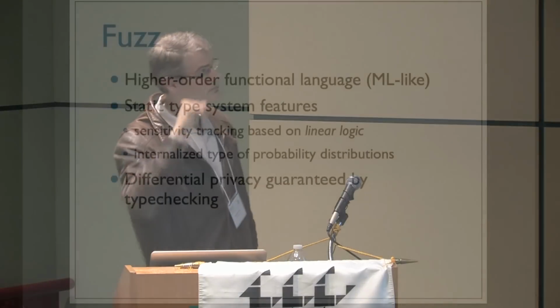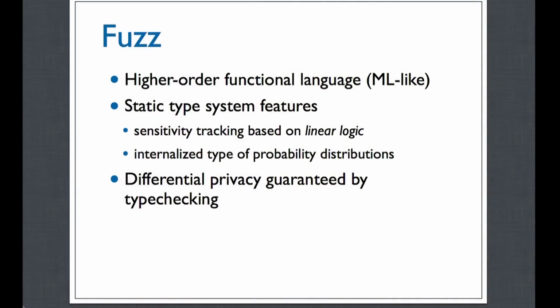At a high level, Fuzz is a higher order functional language. Airavat and Pink both live in the object-oriented family of languages. Fuzz lives in the functional family of languages, but that's kind of an inessential aspect. What's more essential is that the type system of Fuzz incorporates sensitivity tracking natively and internalizes the notion of probability distribution, so that adding noise becomes not something that you do at the end of a computation and that falls outside of the programming model, but something that we can really talk about internally in the language.